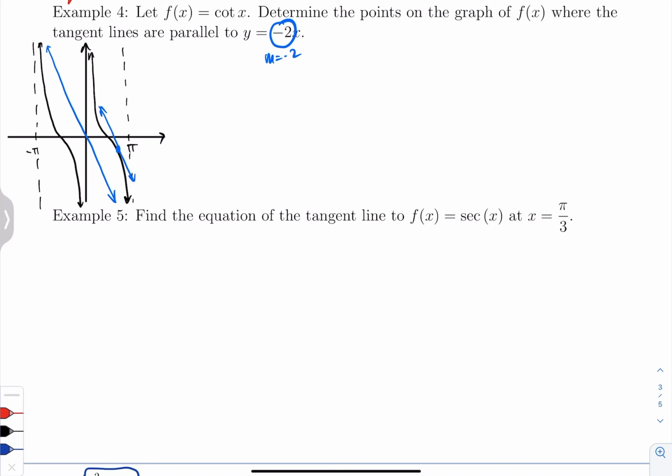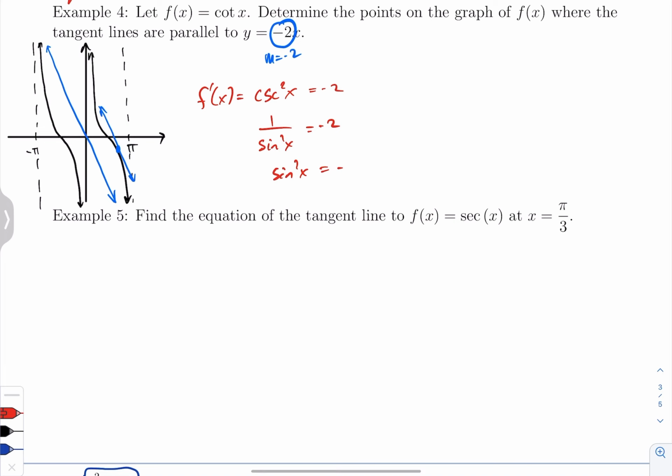So to find the slope of that tangent line, we find the derivative of the original function. So f prime of x, the derivative of cotangent is cosecant squared. Okay, and we want to know when is that equal to negative 2. So we need to solve this trig equation. Cosecant squared is 1 over sine squared. We want that to be equal to negative 2. If I take the reciprocal of both sides, sine squared of x is equal to negative 2.